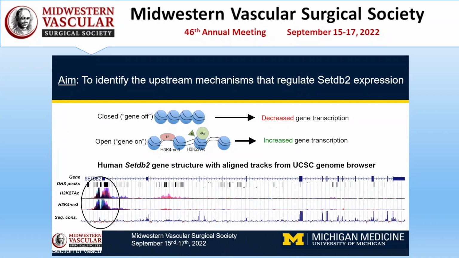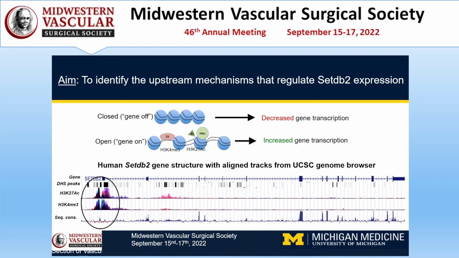And so my question was, what are the upstream and potential downstream transcriptional mechanisms that are regulating expression of SETDB2? Taking a step back, we know through much research that chromatin states exist in a closed or open conformation. When the chromatin is closed, the gene transcription is turned off. And when the chromatin is in an open configuration, this allows transcription factors to access the DNA binding regions and increase gene transcription.